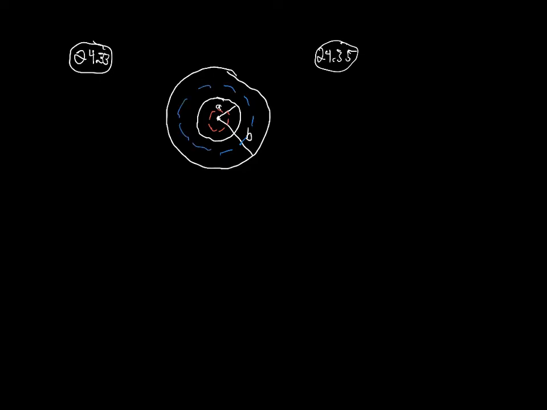We have an inner sphere that has a radius of A. Am I drawing this right? And then we have an outer shell that's radius B. And we want to know electric fields in all these different regions. We want to know the electric field inside of A, between A and B, and outside of everything.